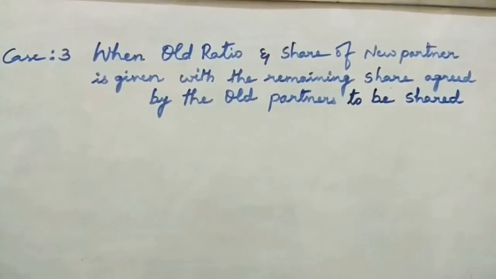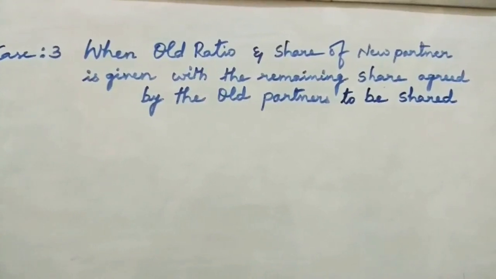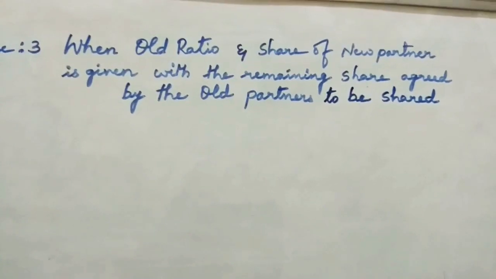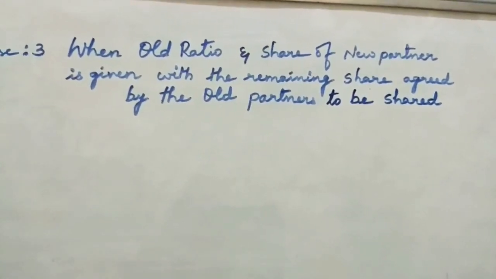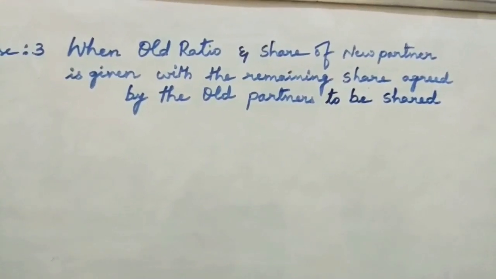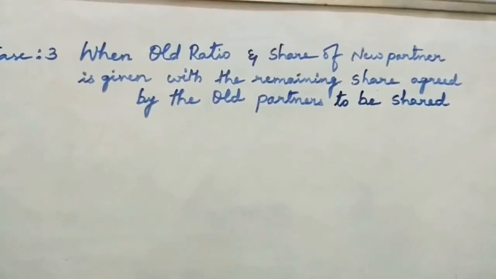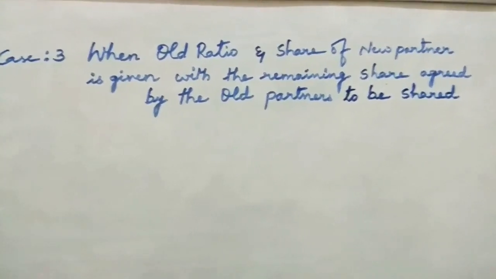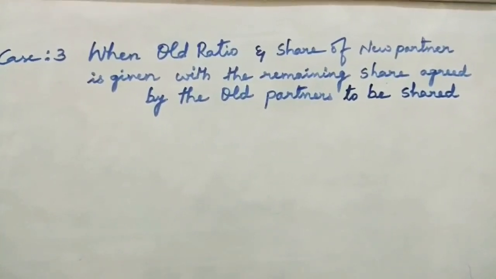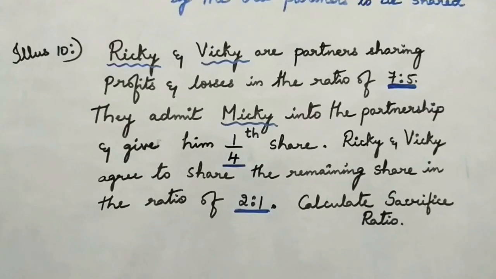Coming for case 3, when old ratio and share of new partner is given with the remaining share agreed by the old partners to be shared. So here 3 things are going to be noted down by us for calculation of sacrifice ratio. So let us see how the question is going to be.